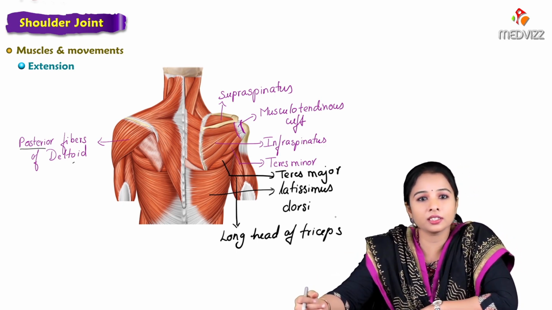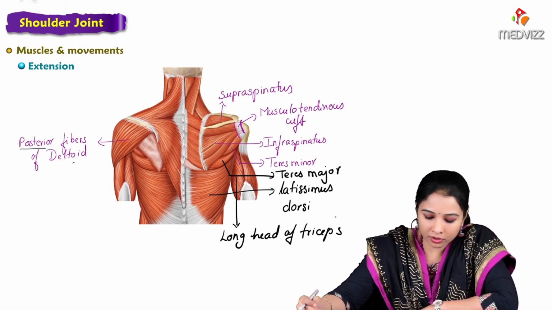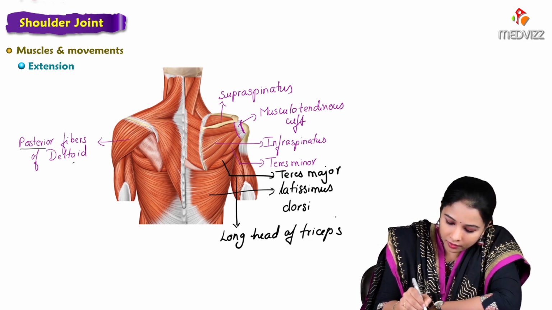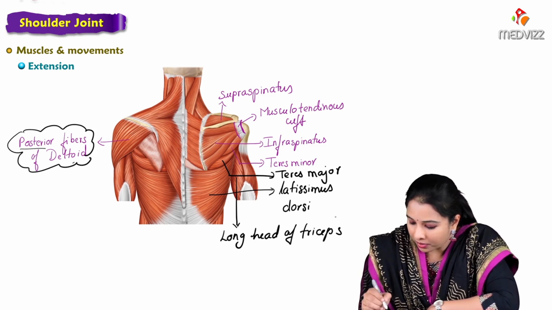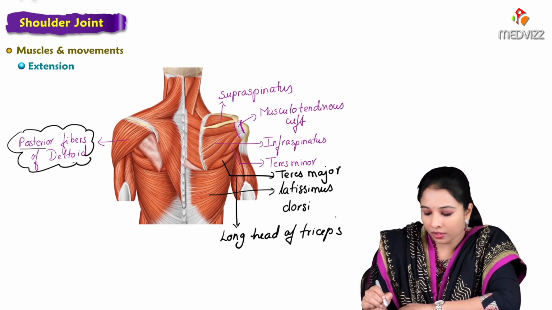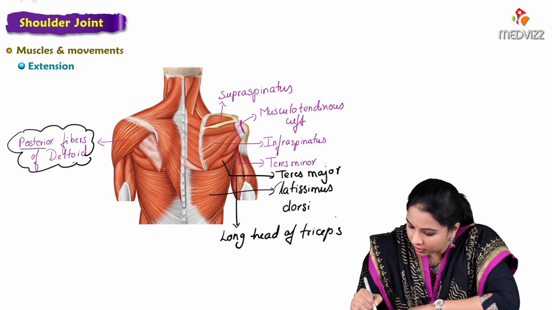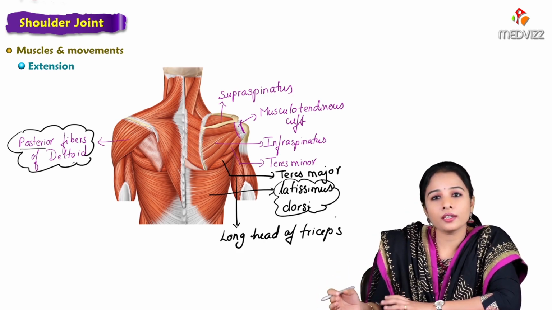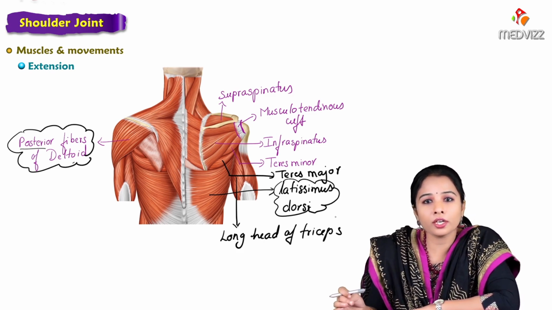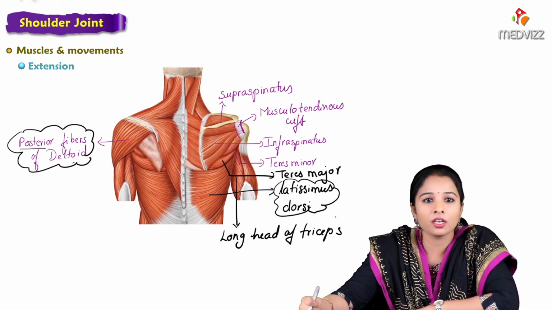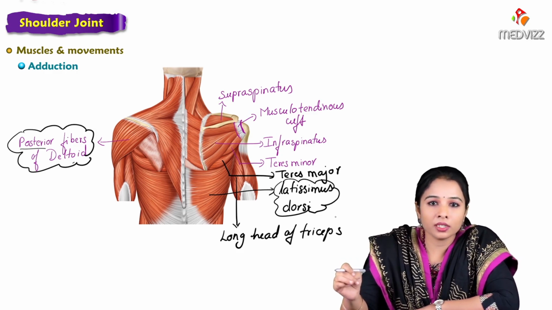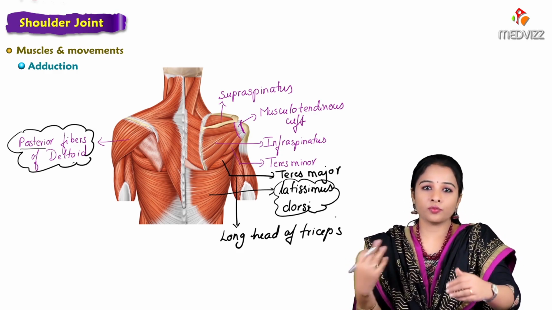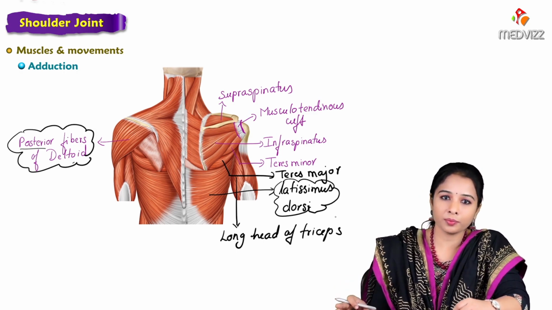So the primary extensors are the posterior fibers of the deltoid, and apart from that it is also aided by the latissimus dorsi. These two are the primary muscles, and the accessory muscles are the long head of triceps and teres major. Adduction is brought by the pectoralis major and latissimus dorsi. So one from the anterior, one from the posterior.